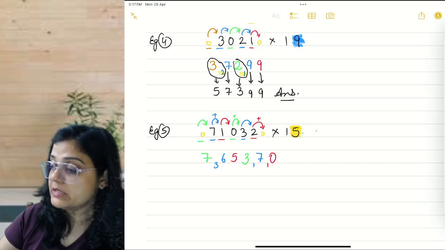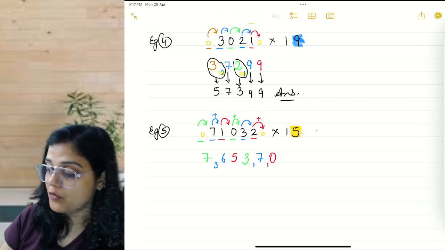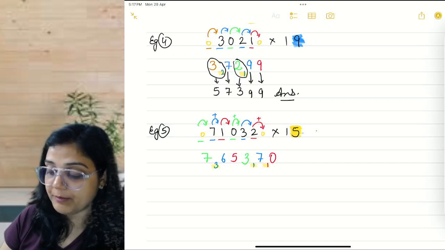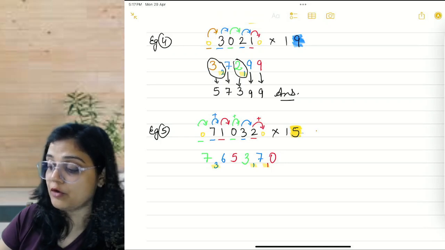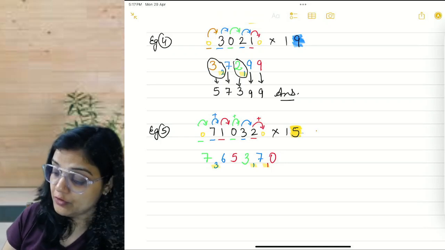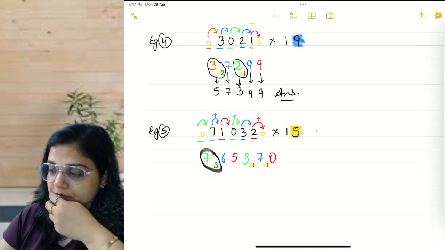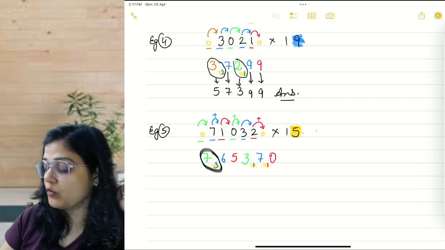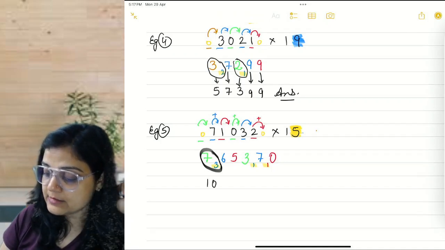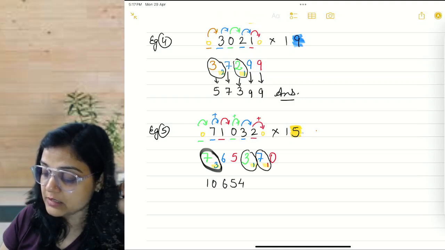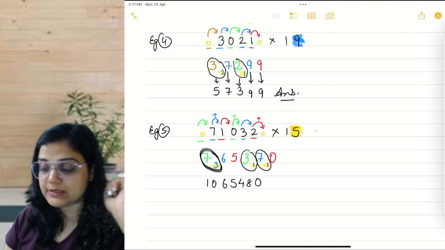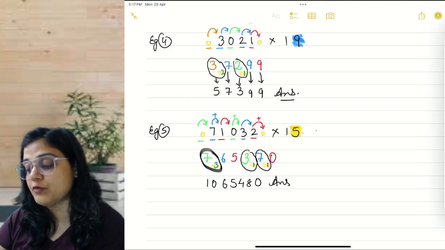Alright, so this time in this question we have carries at 3 different places. So we have to take care of the carries in the next step. So 7 plus 3 will become 10. 6 as it is, 5 as it is, 3 plus 1 will become 4, 7 plus 1 will become 8, and 0 will come down as it is. So this is my answer for this question.